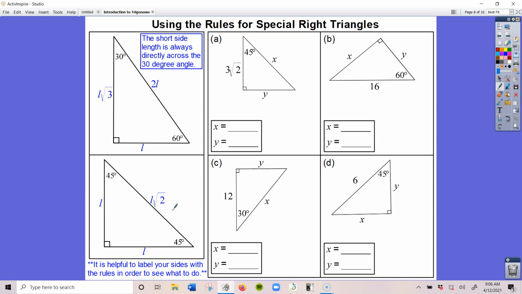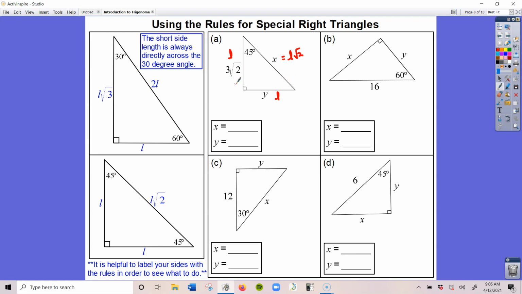So let's see how we would apply this. Here we have a 45, 45, 90 triangle. So we have one leg length. So this is L. And what I like to do is take my triangle and label all of my sides with the rules so I know exactly what to do. Since this is a leg, this is also my leg here, so that's L. And then the diagonal here for my 45, 45, 90 is equal to L times the square root of 2.